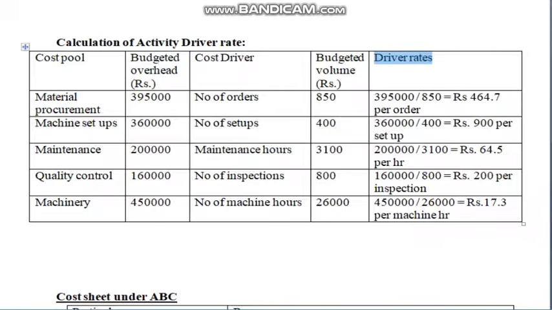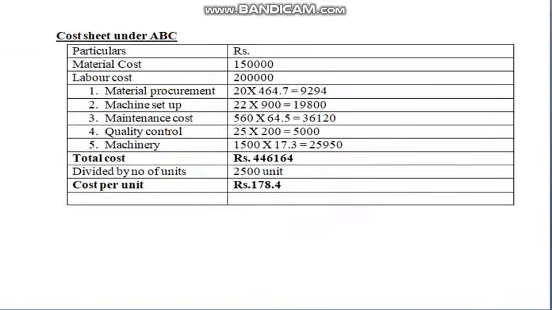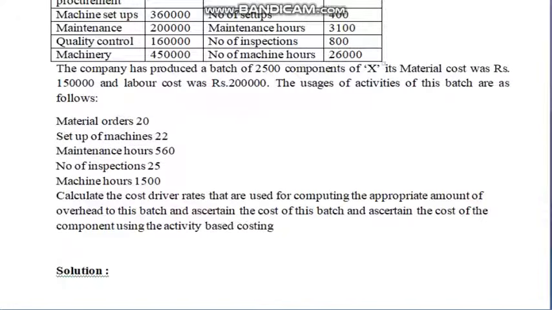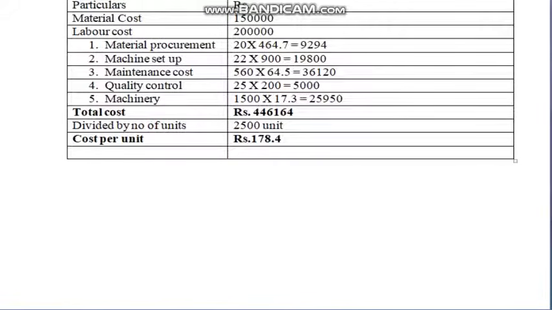Next we have to prepare the cost sheet under the ABC method. While preparing the cost sheet, first consider direct material and direct labor. So in this problem, how much is the material cost? The material cost is 1,50,000 and the labor cost is 2 lakh rupees. So direct material cost and direct labor cost is over, that we have considered in the cost sheet.